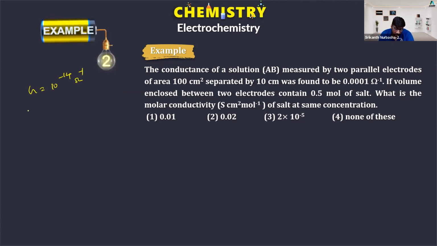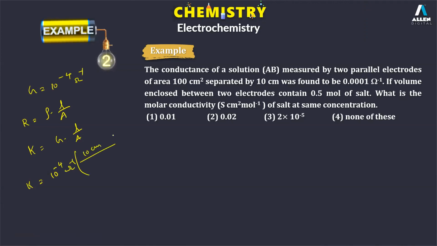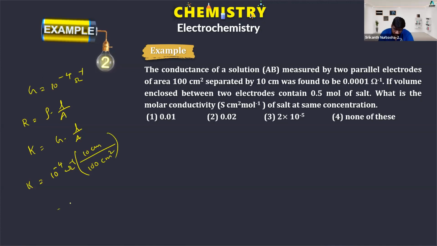G they have given. R is equal to rho into L by A. So 1 by rho is nothing but K. K is equal to 1 by R, which is G, into L by A. K is 10 power minus 4 ohm inverse into L by A. Length is given as 10 cm, area of cross section 100 cm². So 1 by 10 again, 10 power minus 5 ohm inverse cm inverse. That is nothing but your K value.